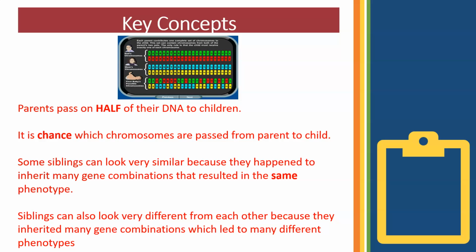But siblings can also look very different from each other because maybe they inherited many gene combinations which led to many different phenotypes. Take this example. Let's say one sibling inherited just a few dominant alleles for skin color, and that led to the child having a pale complexion. But the other sibling inherited more dominant alleles, and that led to a darker complexion. So they looked different for that trait. If enough traits had different gene combinations, then the siblings would start to look really different from each other. And sometimes by chance, that happens.